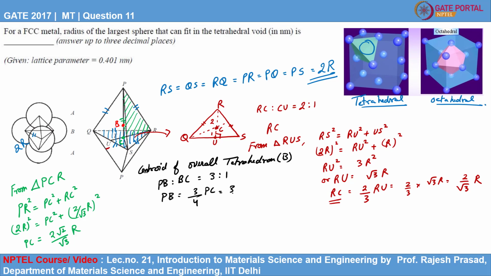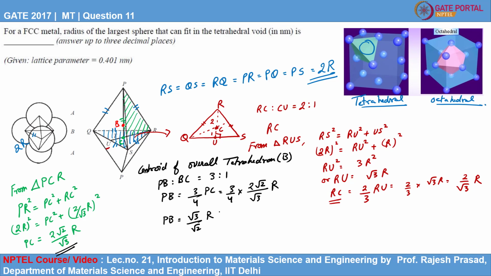And what is PC? It is 2 root 2 by root 3 R. Here we have determined the value of PC. Upon simplifying this, we will get the value of PB as root 3 by root 2 R.